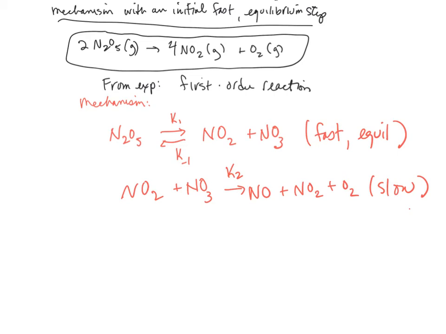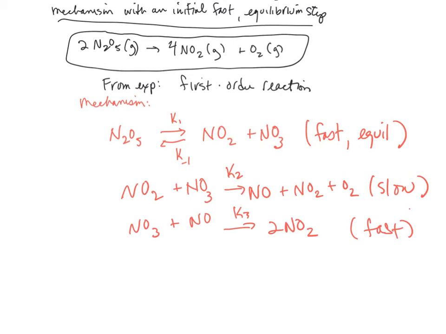It doesn't really matter. All right, and then you have the NO3 product reacting with the NO produced in the second step to form two NO2s. And that's characterized by K3. And that one is fast.